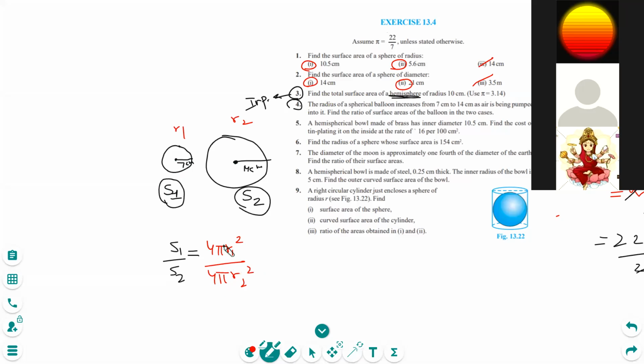Yes, 4 pi cancels with 4 pi. So r1 is 7, so r1 square is 7 times 7. And this is 14 times 14. And see how easy it is actually. 1 times 4. The ratio is 1 to 4.